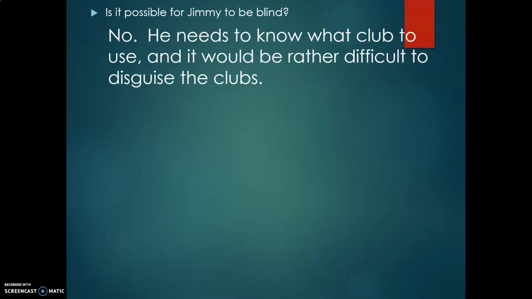Now, is it possible for Jimmy to be blind in this experiment? Is it possible for Jimmy to swing these clubs and not know which club he's swinging? Not really. He's going to know what club he's using, and it would be pretty difficult to try and disguise them, especially if one is used a lot and one is a new club. Okay, so let's take a look at some results.